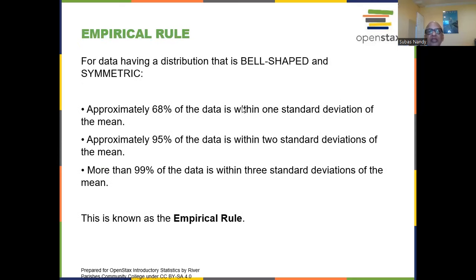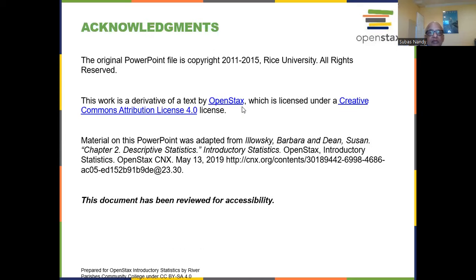Whereas for symmetric, that is bell-shaped data, these rules are valid. Approximately 68% of the data is within 1 standard deviation of the mean. Approximately 95% of the data is within 2 standard deviations of the mean. And more than 99% of the data is within 3 standard deviations of the mean.